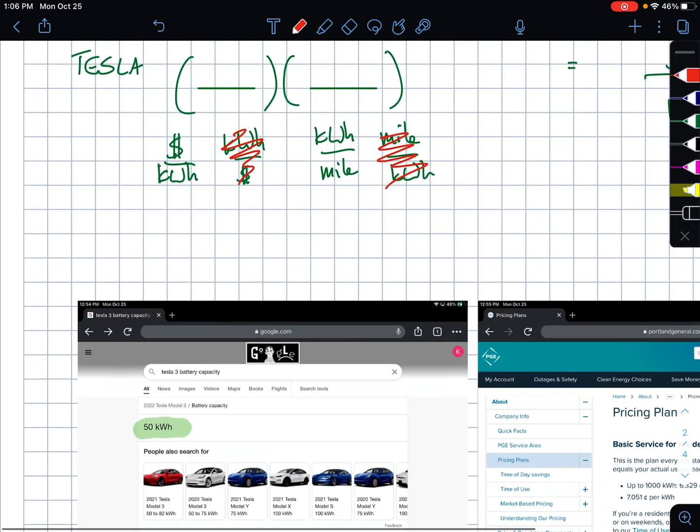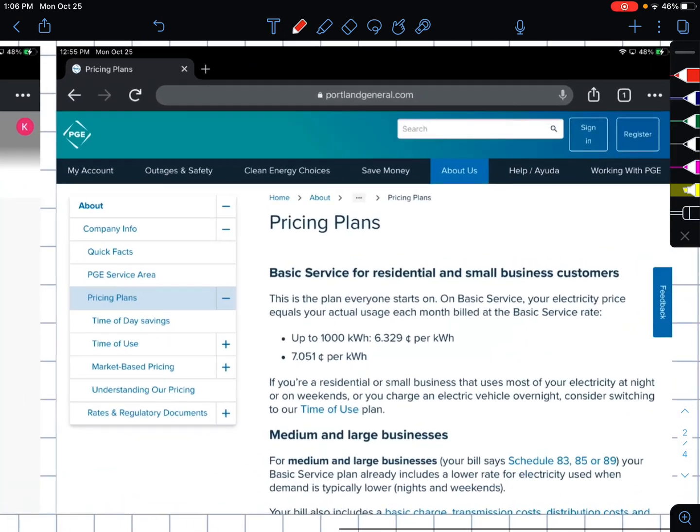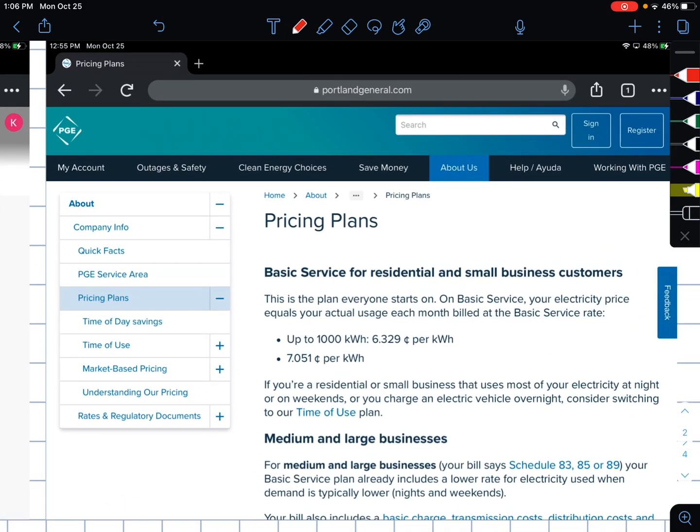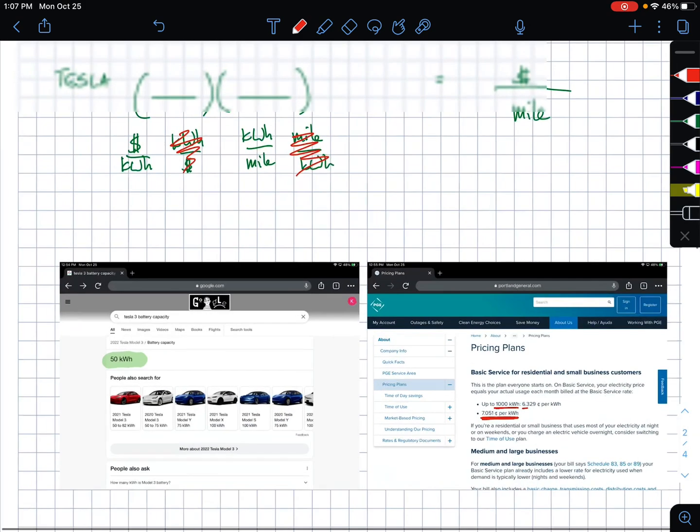Well, I get my power from Portland General Electric, and I just happened to Google up PGE rates, and it looks like the first ones are kind of cheaper. I'm assuming that I'm probably going to be using additional electricity to power this thing. So just for the sake of being conservative, I'm going to use this bigger number. 1 kilowatt hour costs me 7.05 cents.